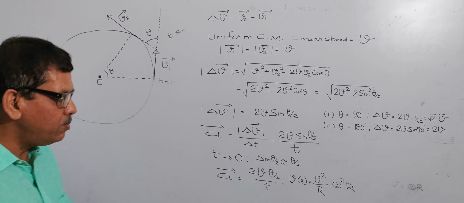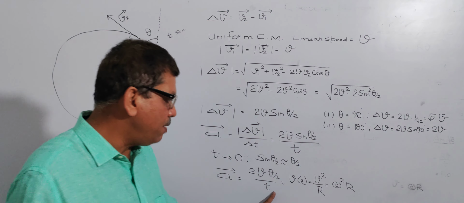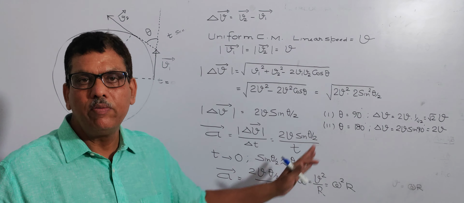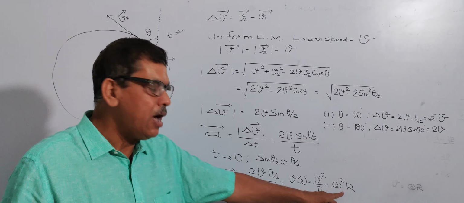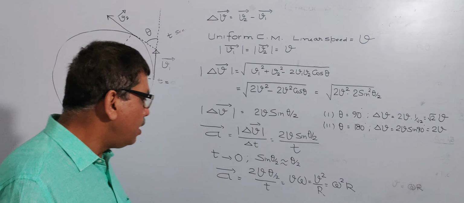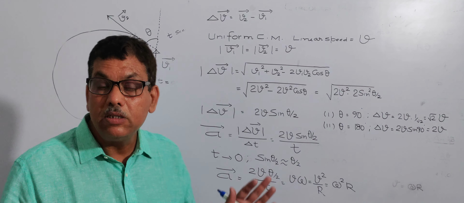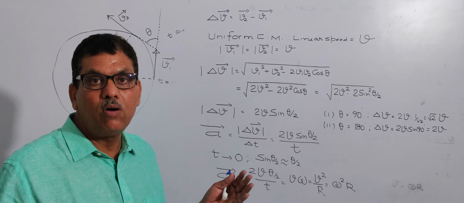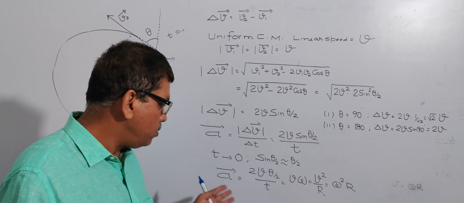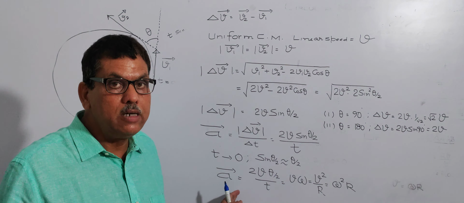Is it clear? For a very small interval of time, when the object is moving with constant speed, I can find out the acceleration, that is v square by r, and that is also equal to omega square r. Now let us find out what is the direction of this instant acceleration. Whenever we are finding the acceleration vector, what is its direction?